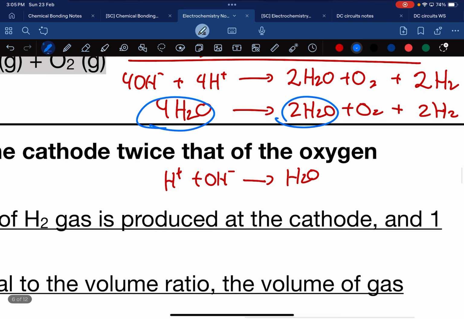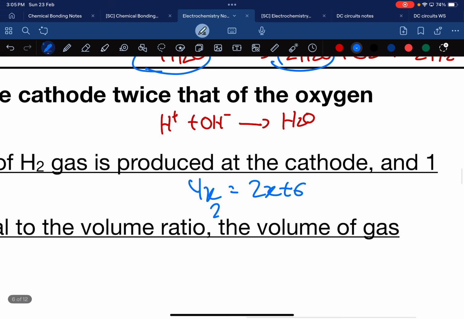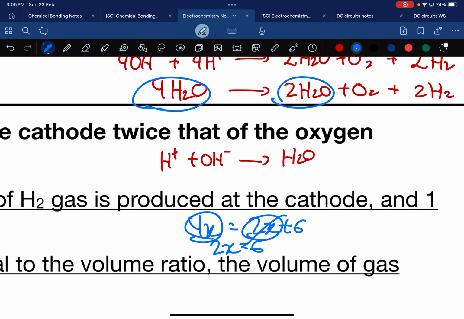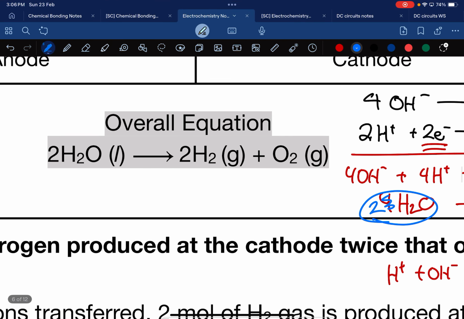But would you write 4x equals 2x plus 6? Or will you just write 2x equals 6? Your x's on both sides can cancel out. You get rid of this, you can change this number to 2. 4H2O equals 2H2O plus the other products, right? I shift my H2O to the left side. That is 4 minus 2. Okay, which explains why the overall equation is like this. 2H2O gives 2 moles of hydrogen and 1 mole of oxygen.